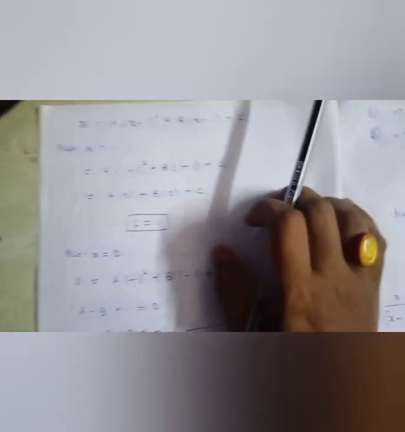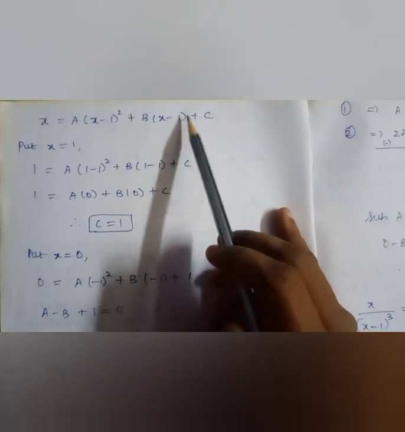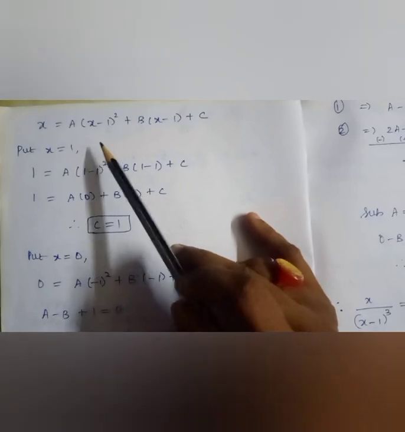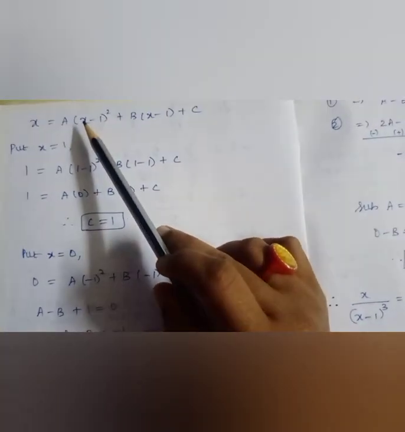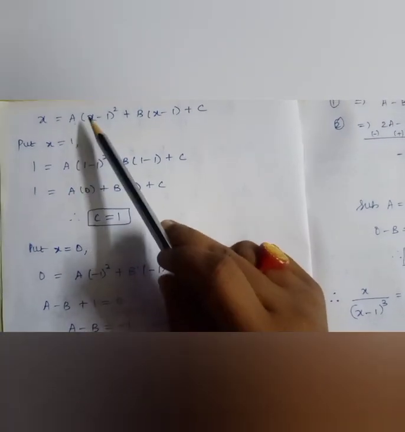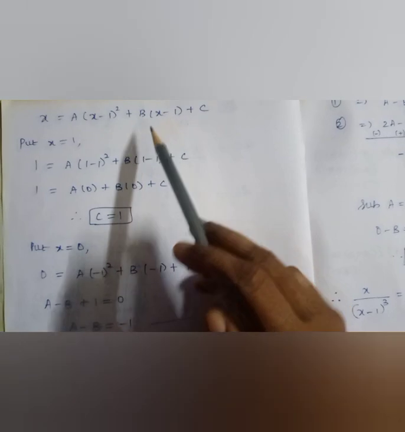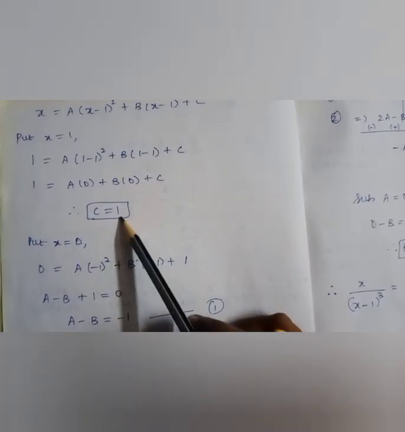So when I am equating the numerator, I am getting x is equal to a into x minus 1 the whole square plus b into x minus 1 plus c. Here the thing is, when I am substituting x as 1, both a and b will go off, correct? Because x minus 1 is there here also, and when I am substituting 1, this will become 0, this will also become 0. So only c alone will exist, and c value I am getting to be 1.